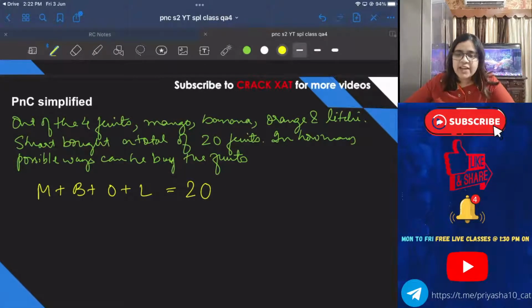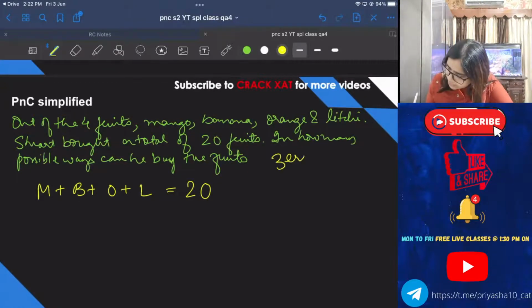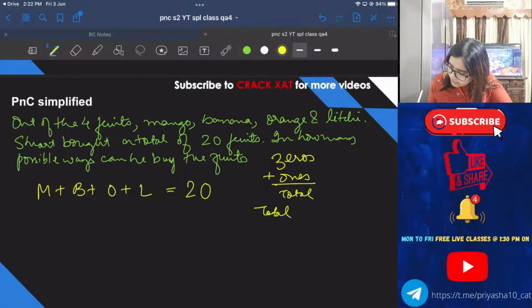Quick. I know the number is big, but the number is very interesting. What really takes so much time? Find the number of zeros, find the number of ones, and then you know the formula. Zeros plus ones is the total. So total C ones.